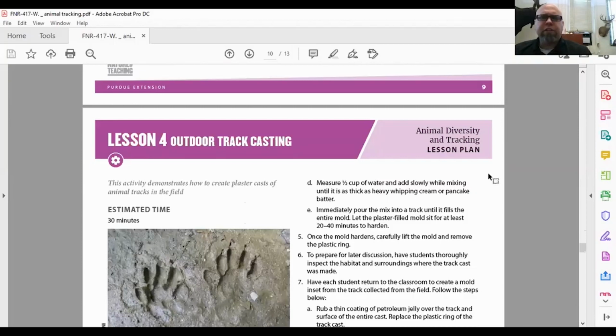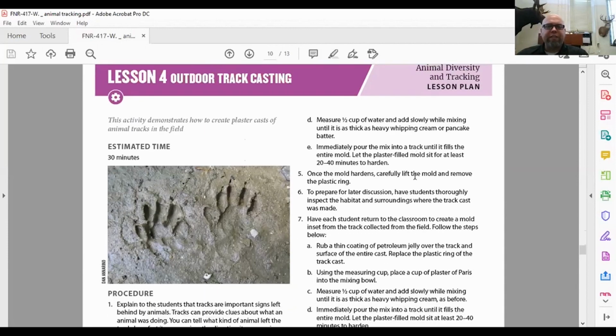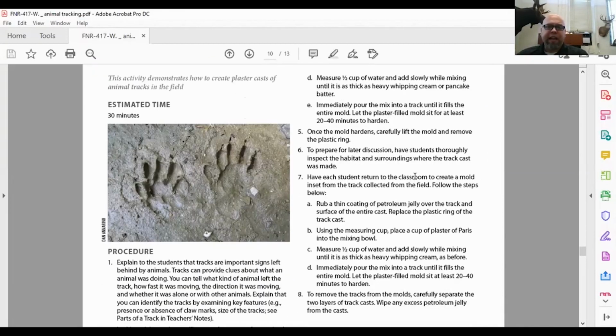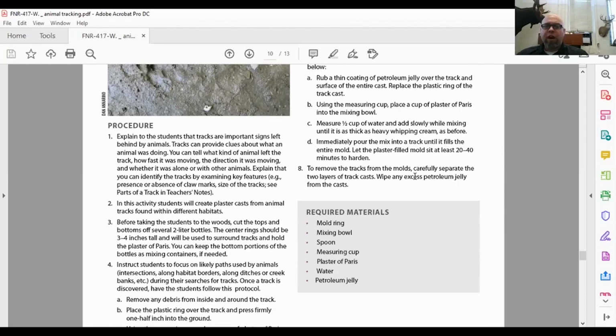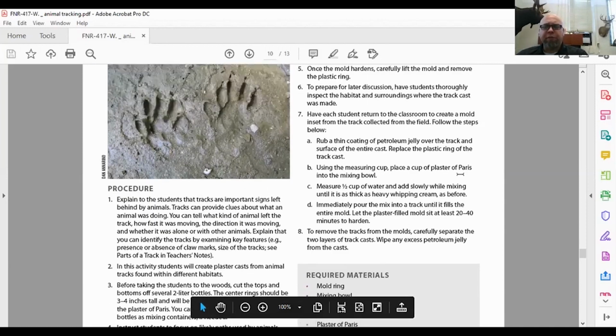So now I want to move into lesson 4, which is outdoor track casting, which uses a lot of the same concepts that we just talked about and saw in the video in lesson 3, but now we're moving outdoors. So this activity is demonstrating how to create plaster casts of animal tracks out in the field. So again, it's another 30-minute activity with some required materials that mimic very much what we saw in lesson 3 with the addition of some petroleum jelly. So let's start off with the procedure.